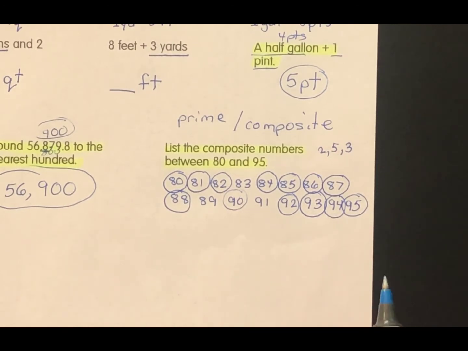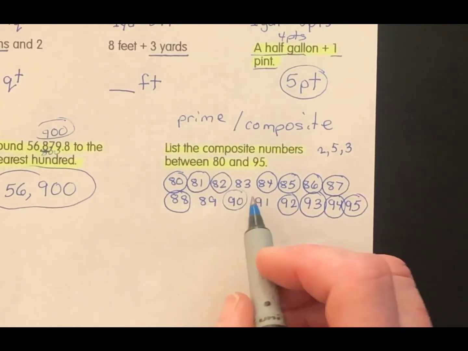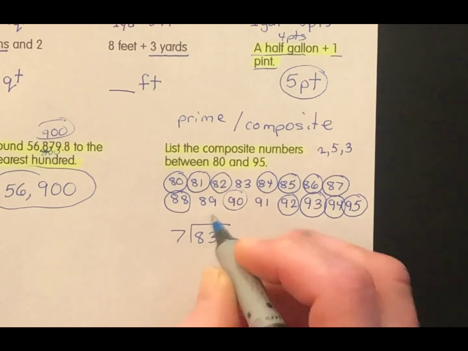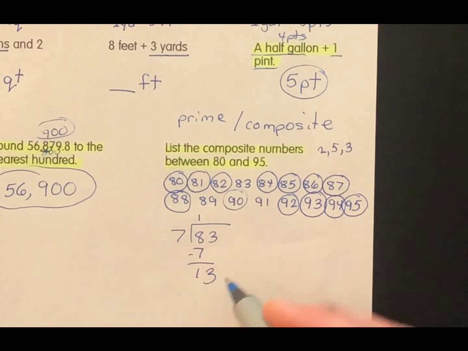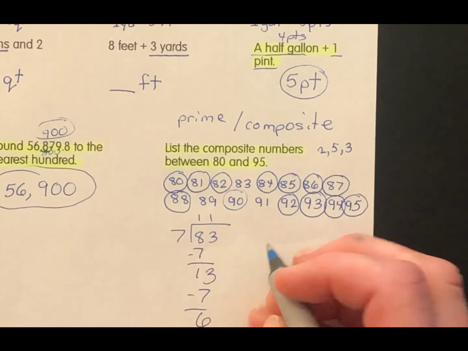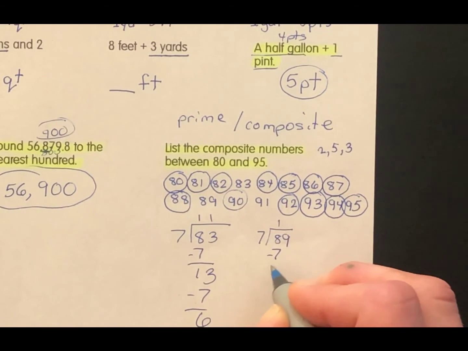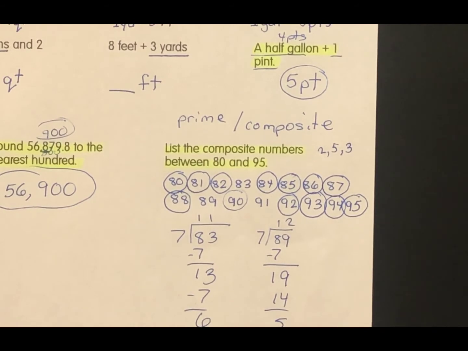So I know that 7. Let's see if 7 goes into any of these. I'm going to divide them by 7. 83 divided by 7. Nope. It does not, because I have a remainder. So 7 doesn't go into 83. Let's try 89. 7 into 89. Oh, nope, I've got a remainder.